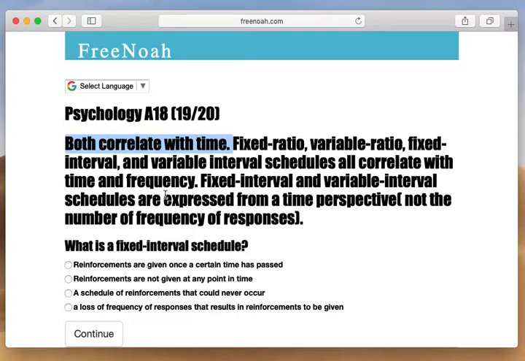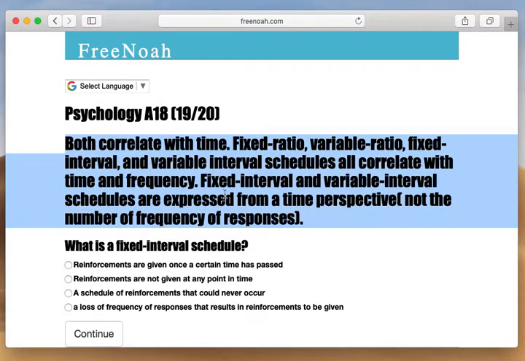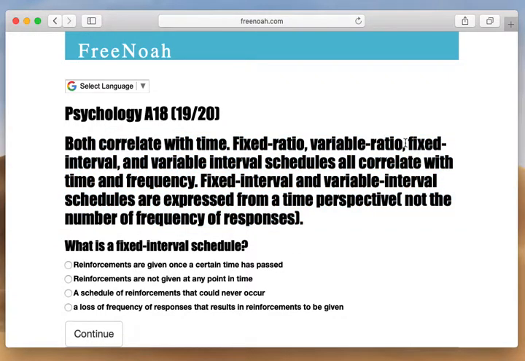But what's the difference between fixed ratio and variable interval? What's the difference between fixed ratio and fixed interval, right? So fixed interval and variable interval schedules are expressed from a time perspective, not the number of frequency of responses. Fixed ratio and variable ratio, they're more focused on the number of frequency of responses. But here we're discussing the difference between fixed interval and variable interval schedules, and this has to correlate with time. Okay, so fixed interval and variable interval schedules are expressed from a time perspective.